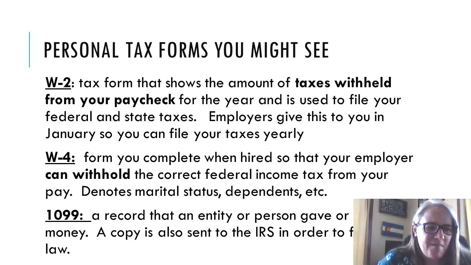Now, as you become an adult and start working, I want to let you know about some tax forms you might see. When you start at a professional type job where they are withholding taxes from your check, you will be given a form called a W-4, the middle one there on the screen. This is the form you complete when you're hired, and basically you're telling your employer the status of your life so that a decision can be made about how much tax to withhold.